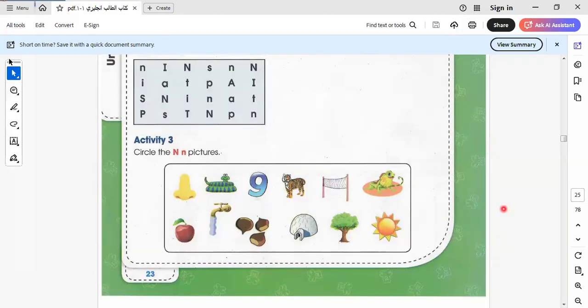Here we circle the words or pictures related to letter N. Here we have nose. We have here nine. We have here net. We have here nuts. All this is related to letter N. Nine, nose, nuts, and net, and so on. These are the words related to letter N. Let's go to another item here.